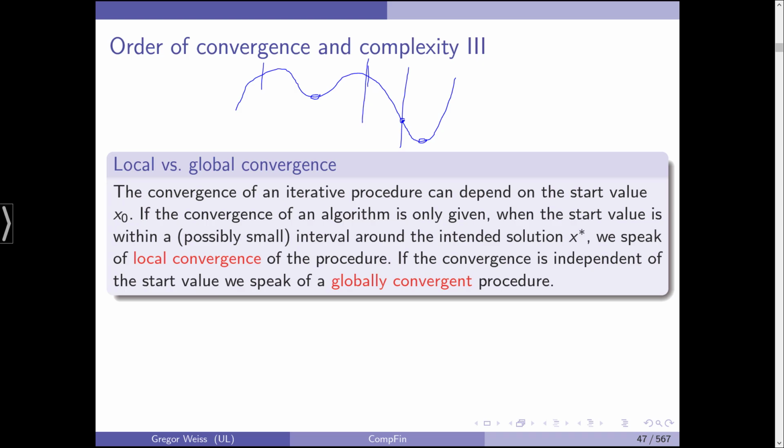So convergence of an iterative procedure can actually depend on the start value. And if the convergence of an algorithm is only given when the start value is within a possibly small interval around the intended solution, we speak of local convergence. If it's irrespective of the starting point, then we call it globally convergent, and obviously global convergence is always better than local convergence.